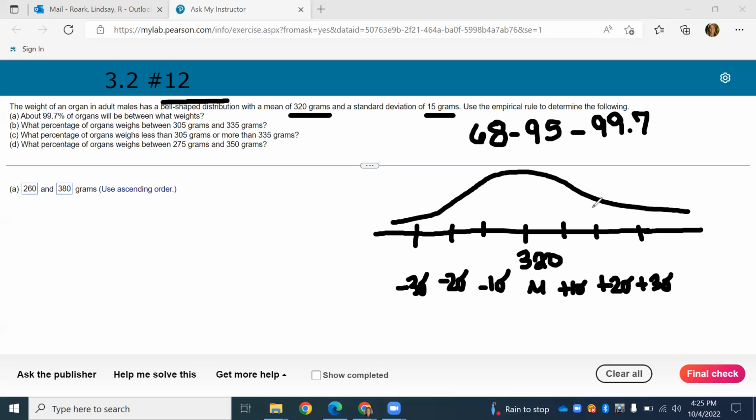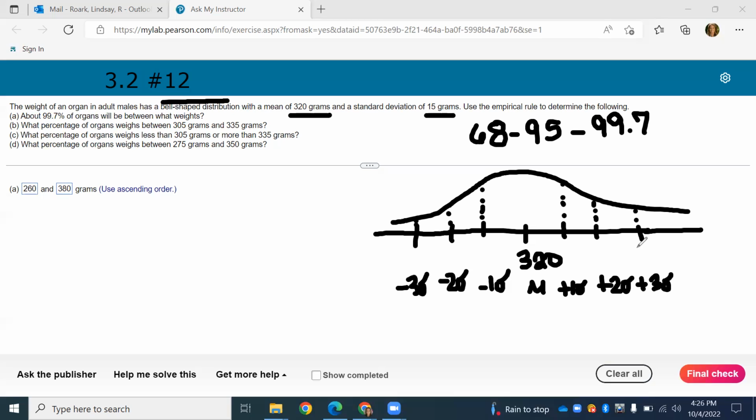Okay, so what the empirical rule says is that 68% of the data is between 1 standard deviation below and 1 above. Then 95% of the data, again, I know these numbers feel really random, but they're going to stay the same every time, 95% is between 2 standard deviations below and 2 above. And then 99.7% is between 3 standard deviations below and 3 standard deviations above.